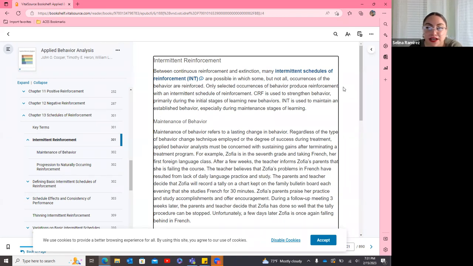And then in this example, does somebody want to read the Zofia example, now that we can all share the book?